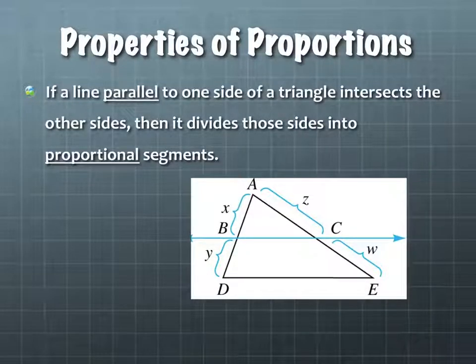Some properties of proportions. If a line parallel to one of the sides of a triangle intersects the other sides, then it will divide the triangle into proportional segments. Picture-wise, what we are suggesting is that this line and this line are parallel. It's a parallel line to a parallel line segment. Then what that means is that the ratio of x to y is, hang on, let me write it the way that they actually say it.